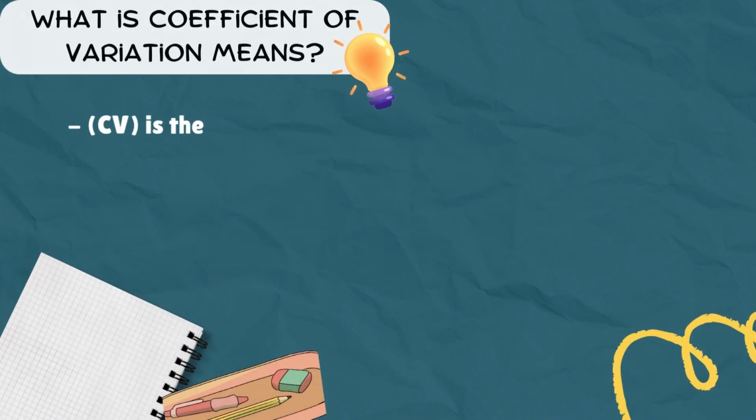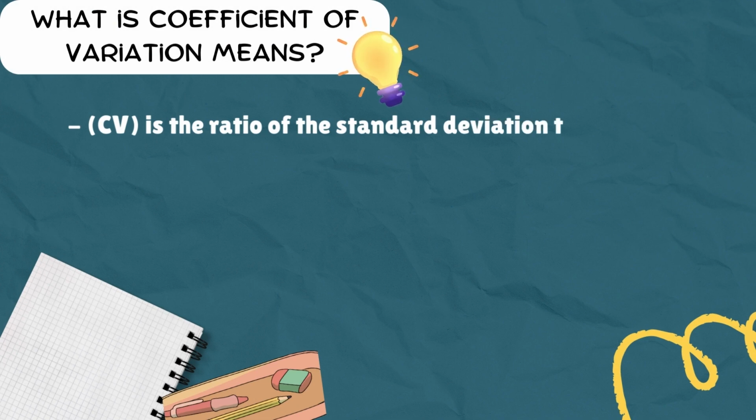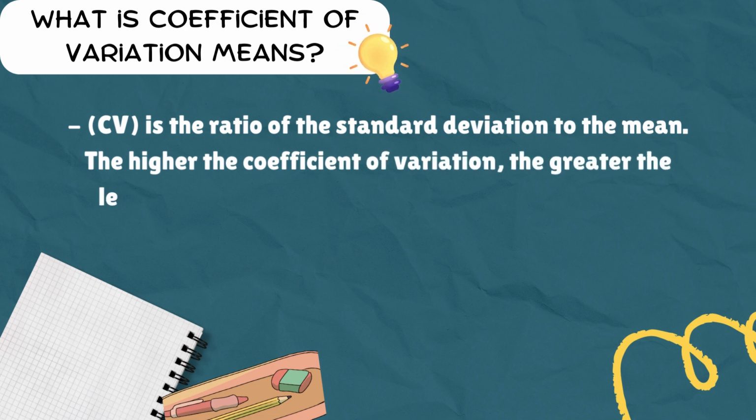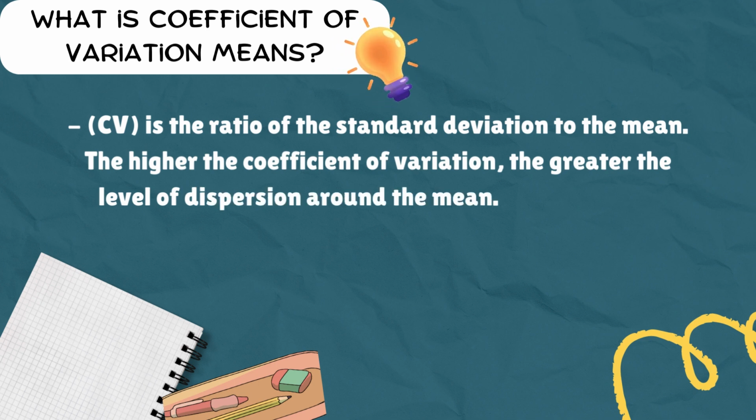First, what does coefficient of variation mean? So CV, or the coefficient of variation, is the ratio of standard deviation to the mean. The higher the coefficient of variation, the greater the level of dispersion around the mean. It is generally expressed as a percentage.